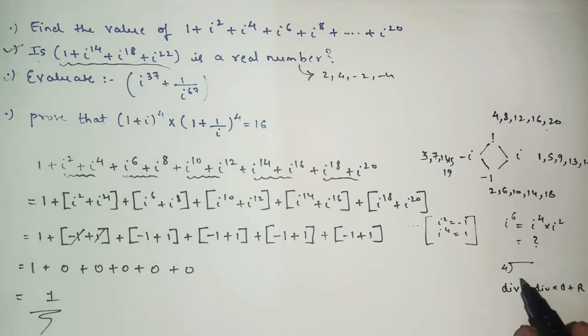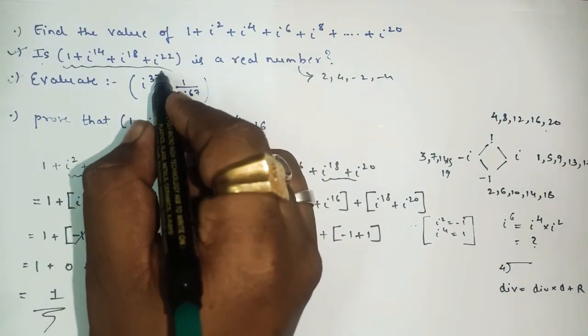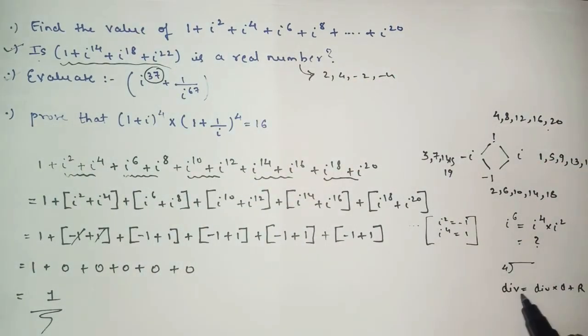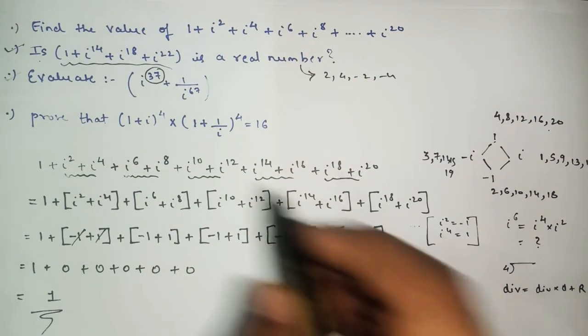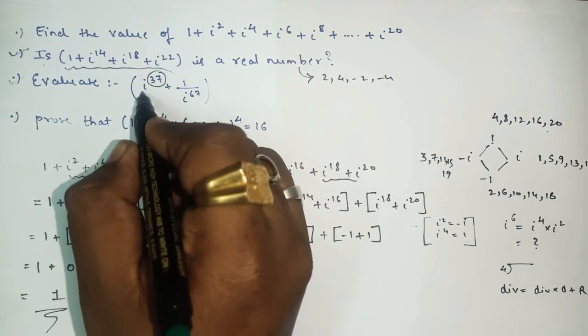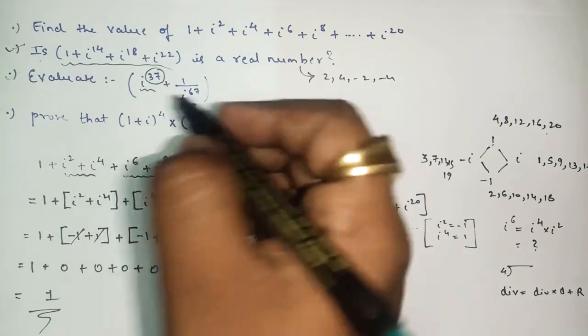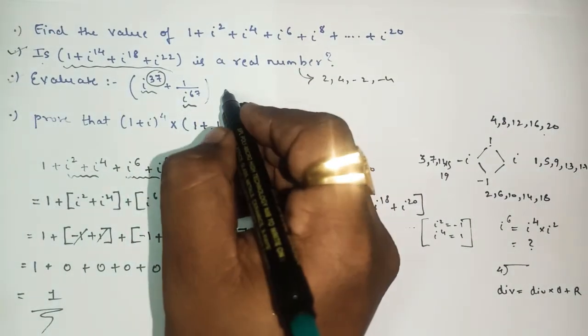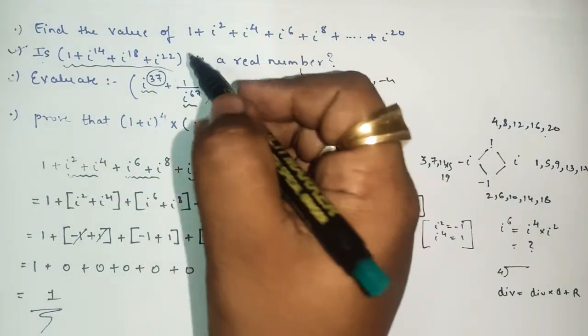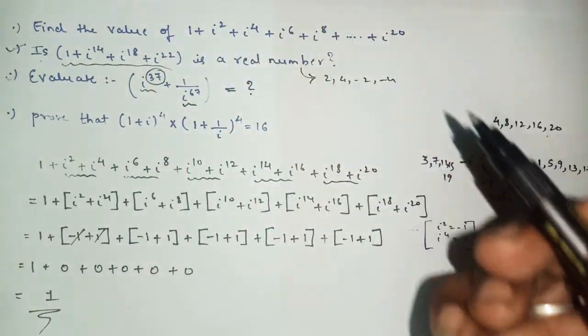you apply this method. Consider this as a dividend divided by 4. So using this concept, dividend equals divisor into quotient plus remainder, break this i raised to 37 and find the answer. So solve these two sums separately, substitute the value and just evaluate, you will get the answer. I guess these two sums you can try by yourself.